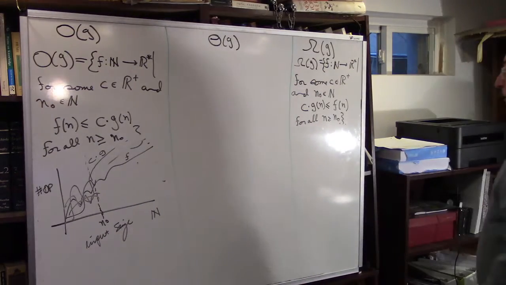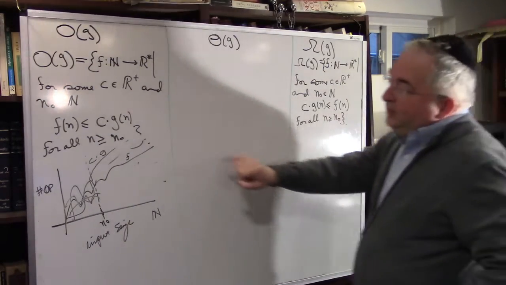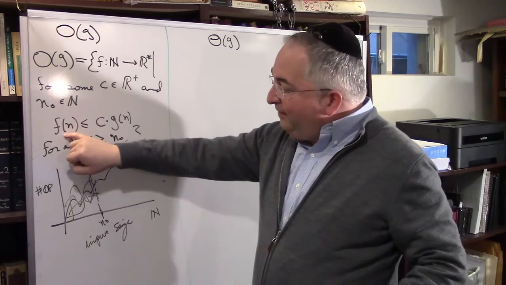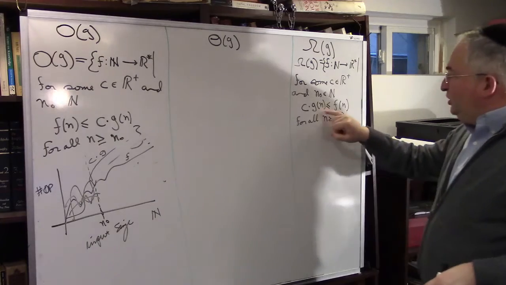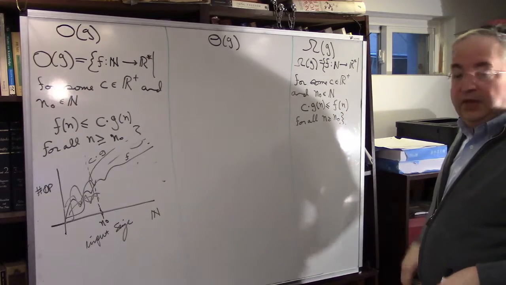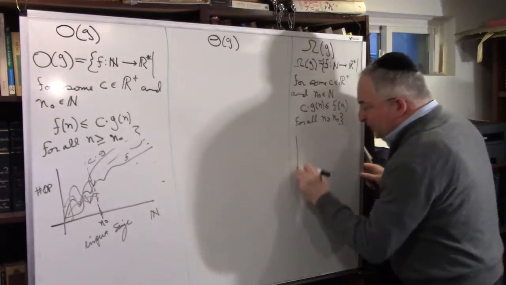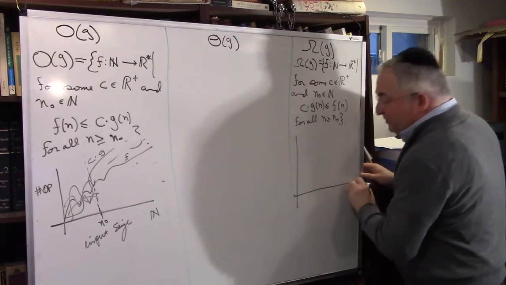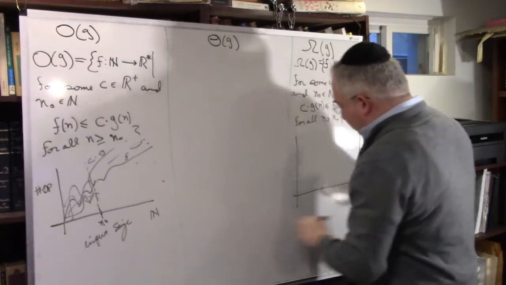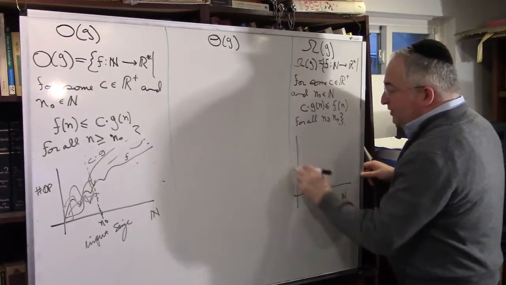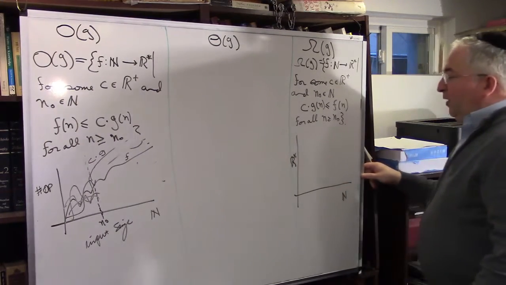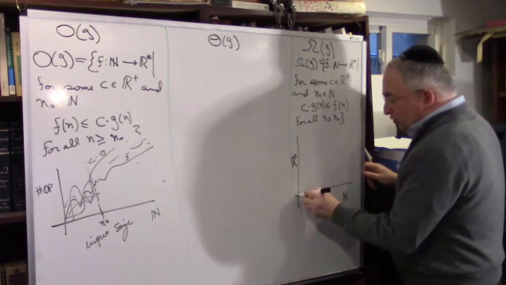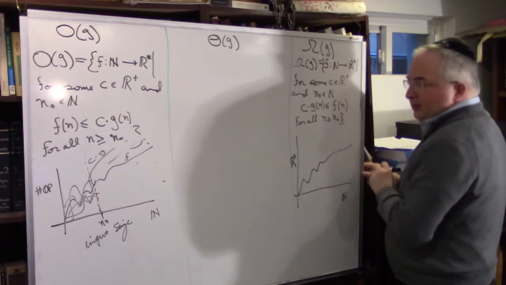So it's exactly the same. The only thing is here, the f's are below the g's. Here, the g's are below the f's. Let's draw a picture of it. The picture is almost exactly the same type: input size, so this is the natural numbers. This is the output, so this is R star. And what are we going to have? Well, strange things happen in the beginning.